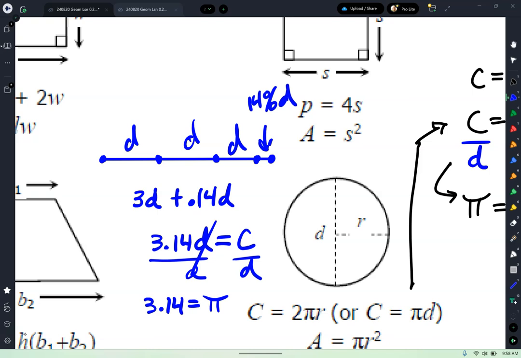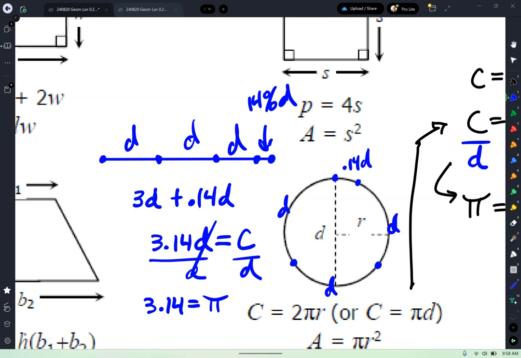Another way, we can write that same sort of thing on here: put a point here, then a point about here-ish, and another point about here-ish, and another about here-ish. Then you could say this is D, and this is D, and this is D, and this is 0.14 D right in there.